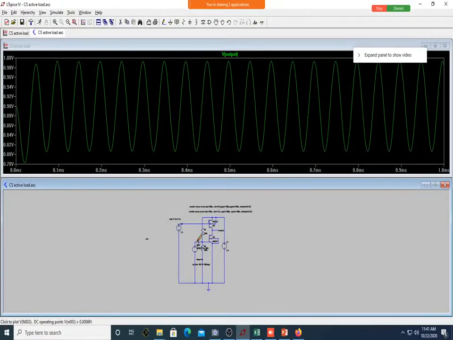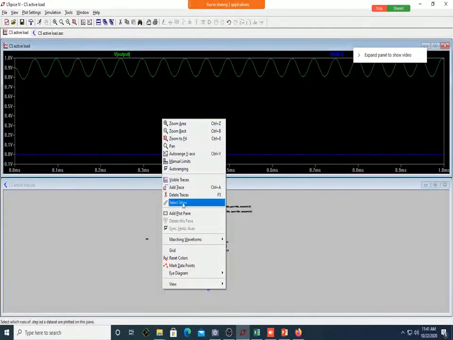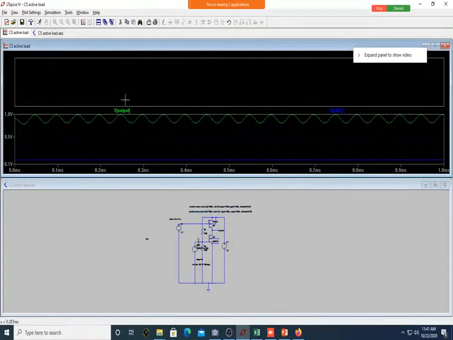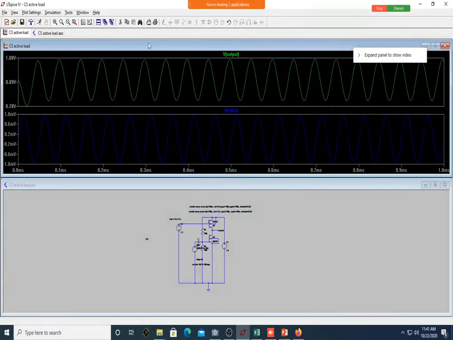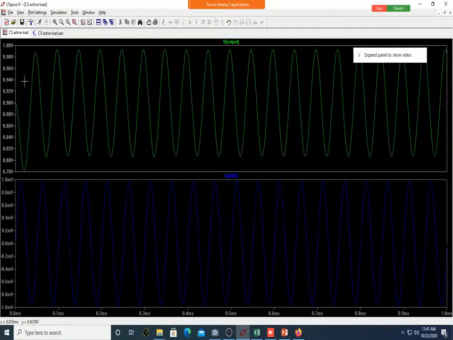This is my add pane. I'll make this to go up here. Can you see it is ringing around 0.9? Yes, sir. Except the first one. Of course, first one it takes some time. Afterwards, second cycle onwards, is it at 0.9? Why it's at 0.9? Because while calculating the value of W by L, you assumed VDS to be 0.9.